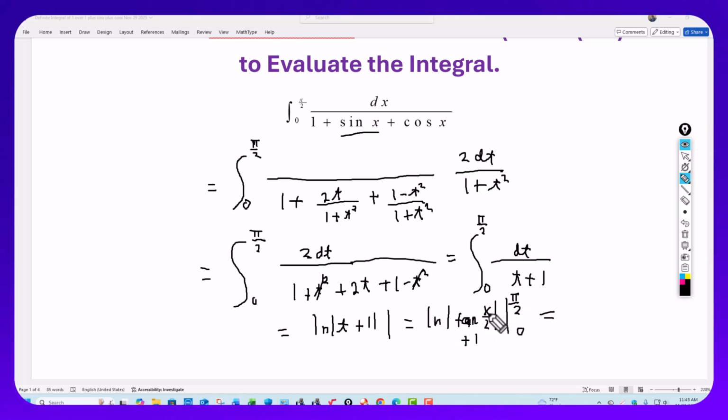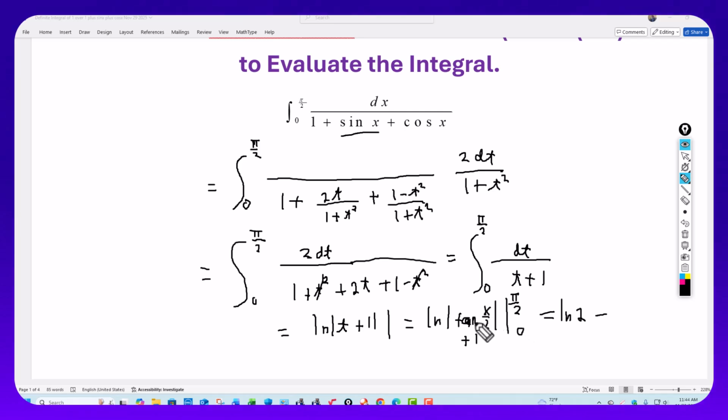So if I plug in pi over 2 there where the x is, pi over 2 divided by 2 is pi over 4. So that would be 1. And then 1 more will give me 2. So this would be natural log. Don't need the absolute values because it's just positive. So pi over 2 divided by 2 gives me pi over 4, which is 45 degrees. The tangent of 45 degrees is 1, and then 1 plus 1 gives me a 2, and then it's minus the value at 0 here.